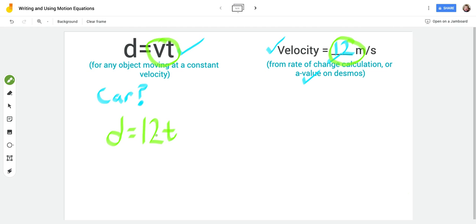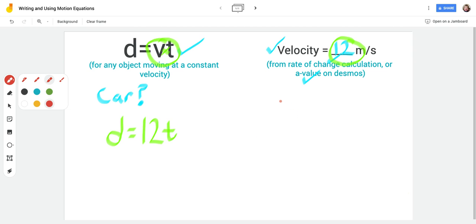And just remember, when you have a number or a letter or two letters next to each other in an equation, that implies multiplication. Imagine there's an invisible times sign right there. So we now can say the distance the car travels is equal to 12 multiplied by the time it is moving.